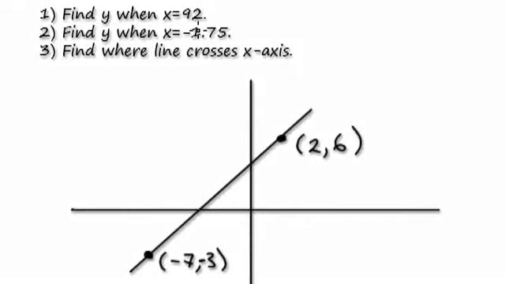Okay. And the second question is, well, what will y be when x is minus 1.75? Well, 1, 2 is here. Okay. Well, minus 1.75 is probably somewhere around here. So where will this point be? What will be the y value at this point?